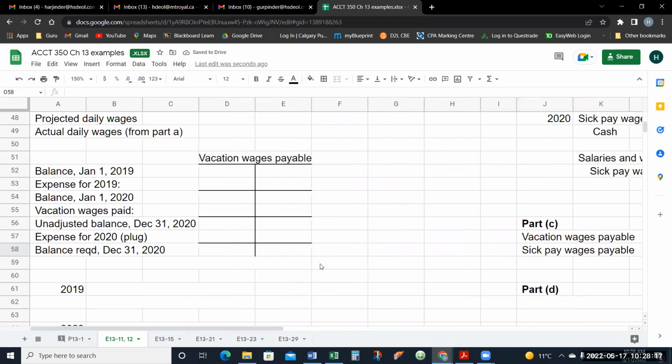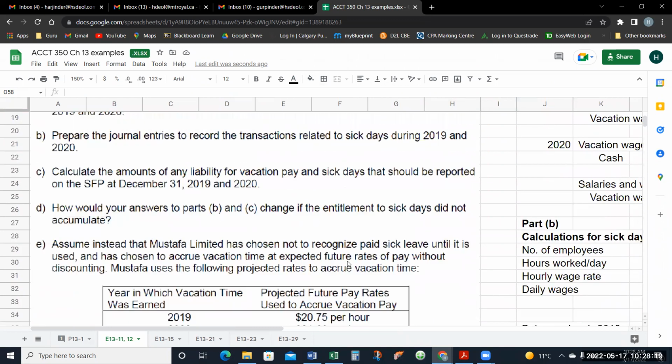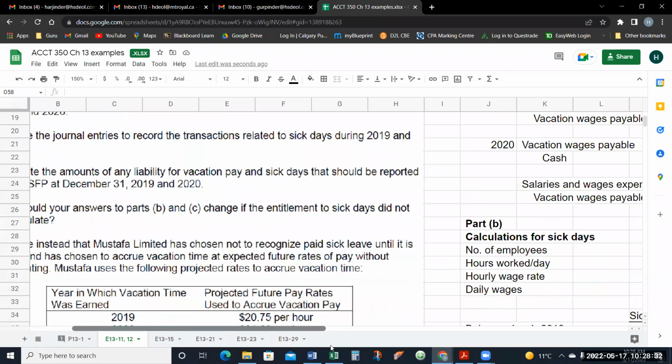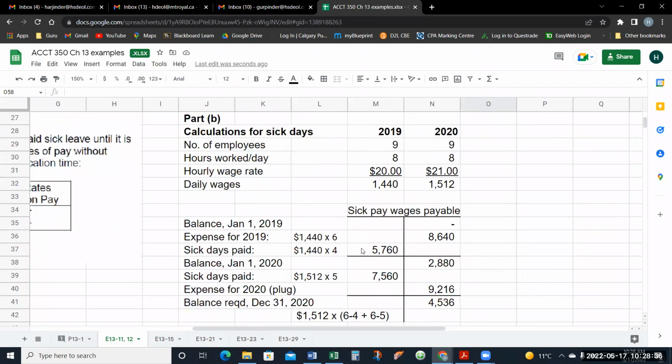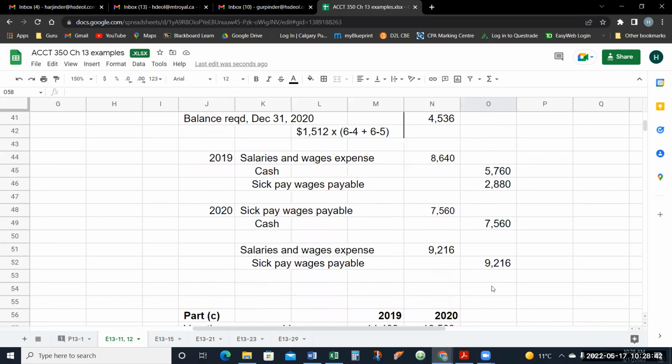Okay, now part D of the question says, how would your answers to part B and C change if the entitlement to sick days did not accumulate? So if sick days don't accumulate, then basically we'll just record the expense for the amount that we paid, right? We're not going to accrue any other amount. So that is the only difference that will happen.